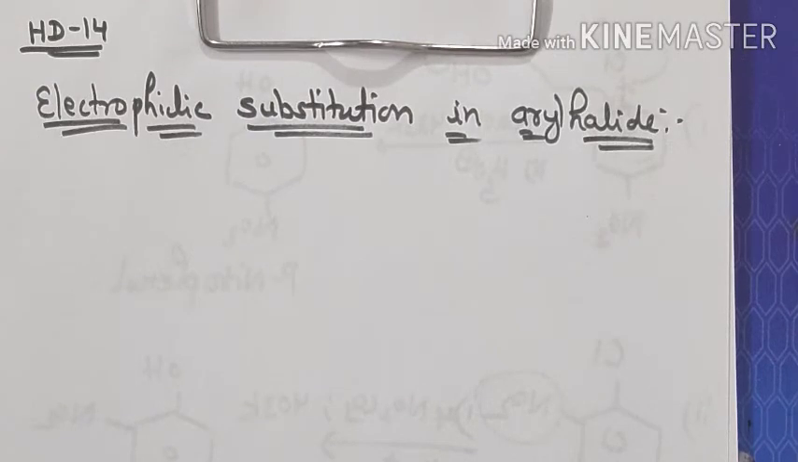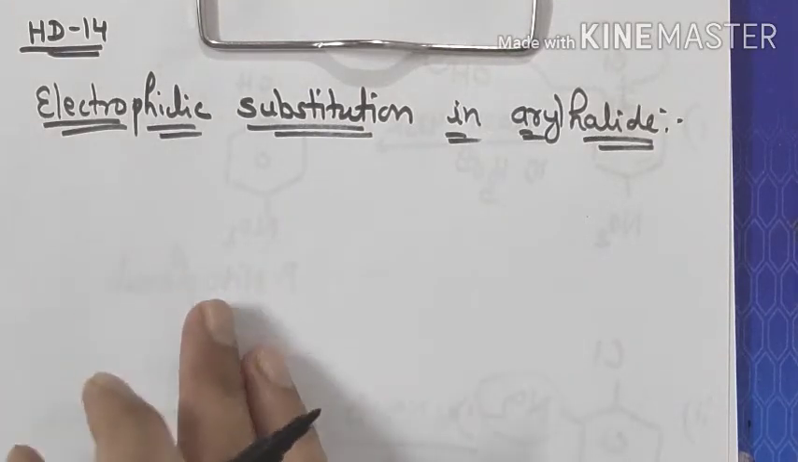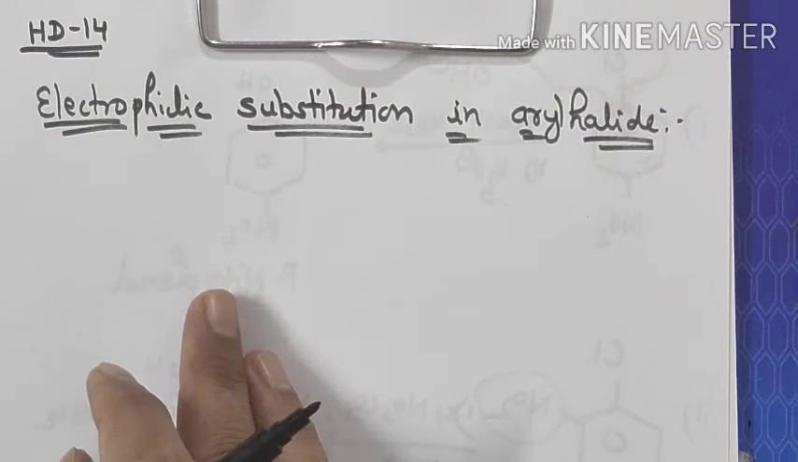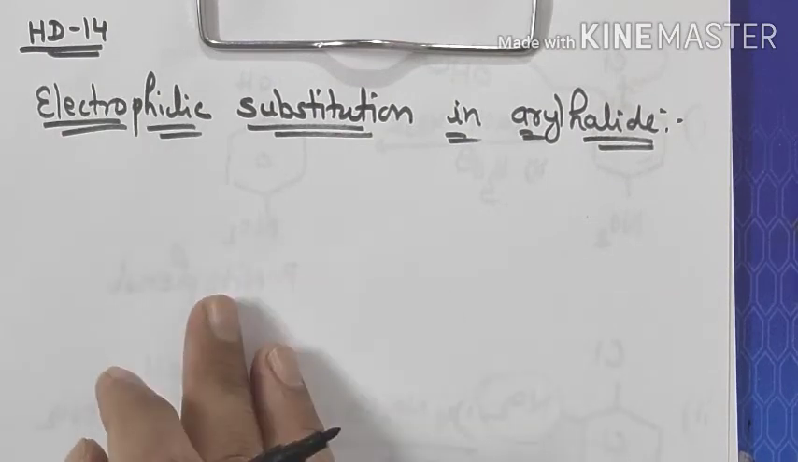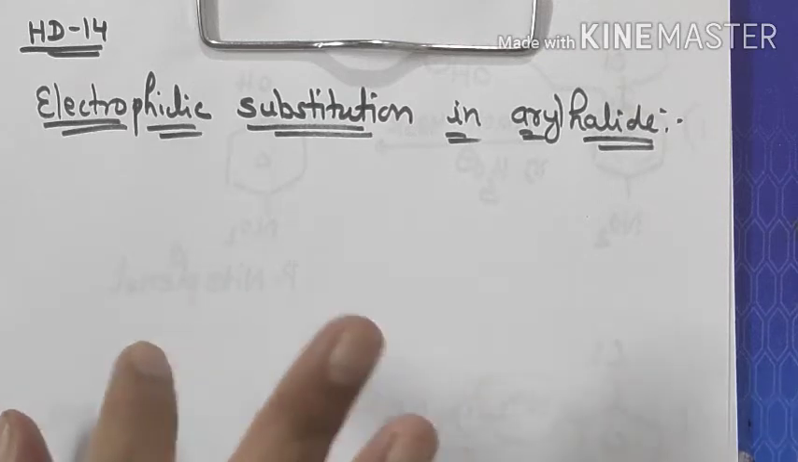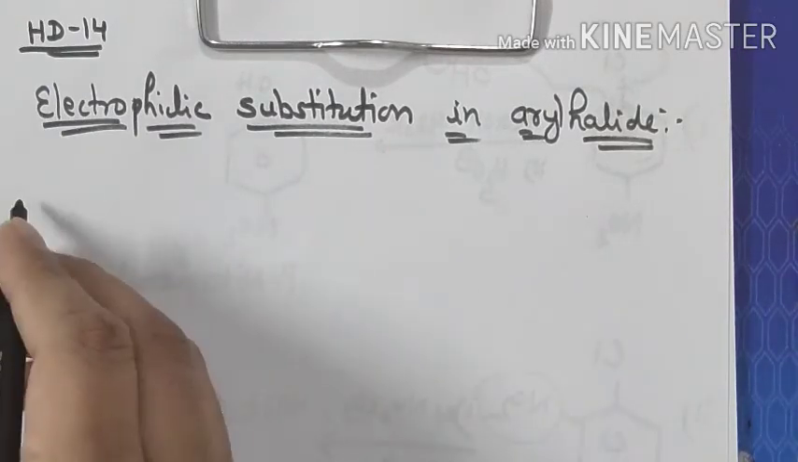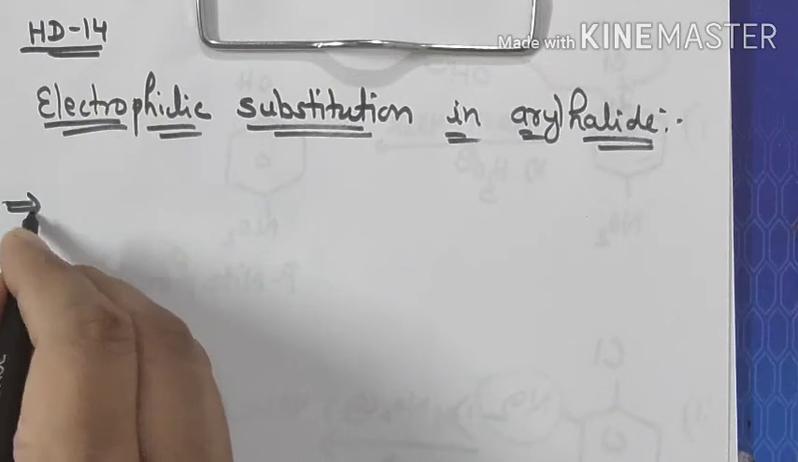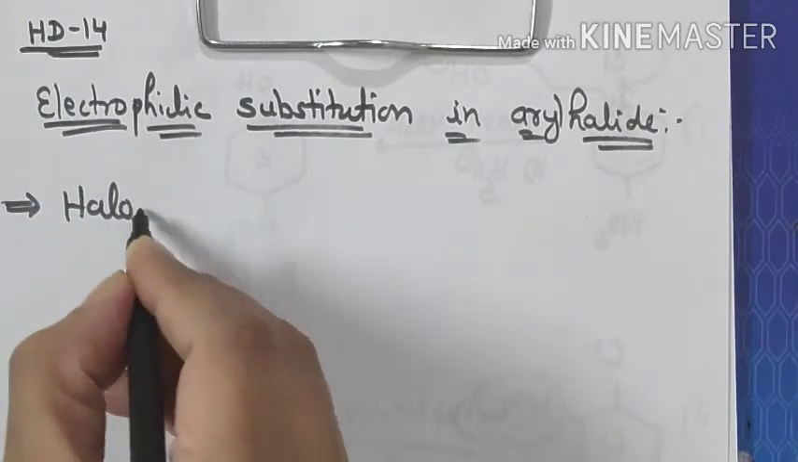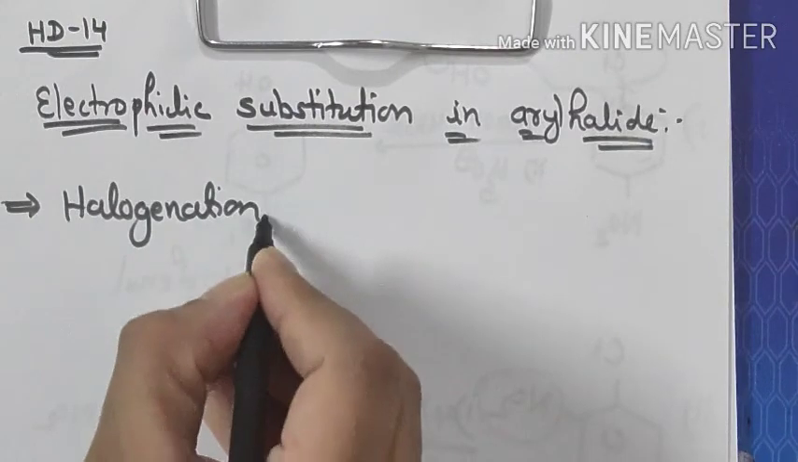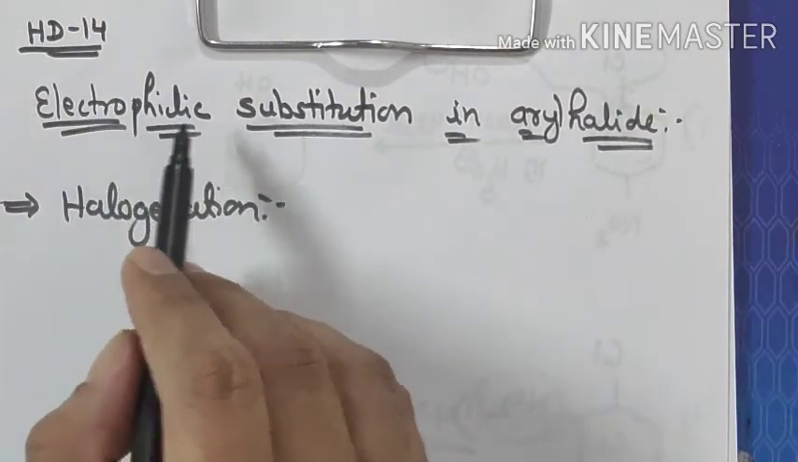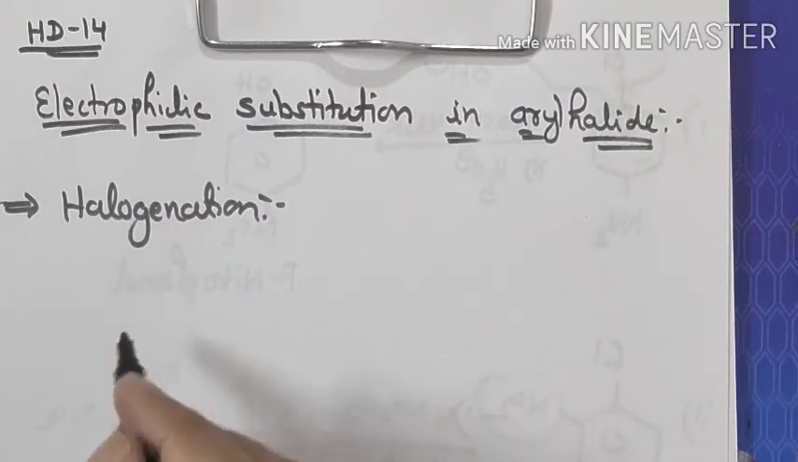In the last lecture we have seen that when I take aryl halide, the electron density is found to be more at the ortho and para positions, right? Remember this. Now today's first topic is halogenation, and we have to understand this is electrophilic substitution, right? Okay, now let's see.